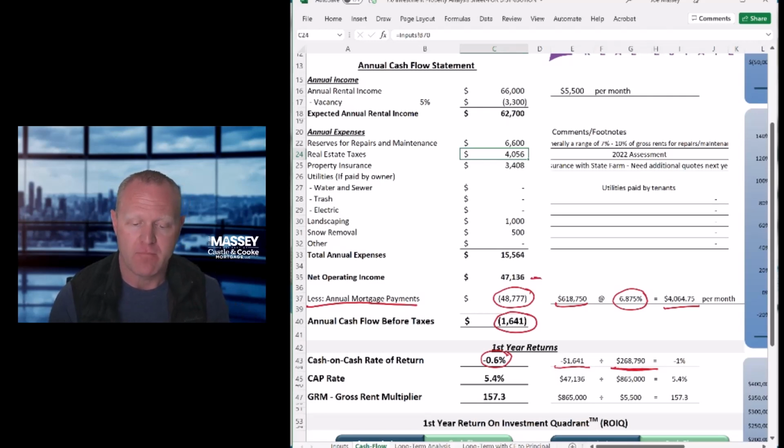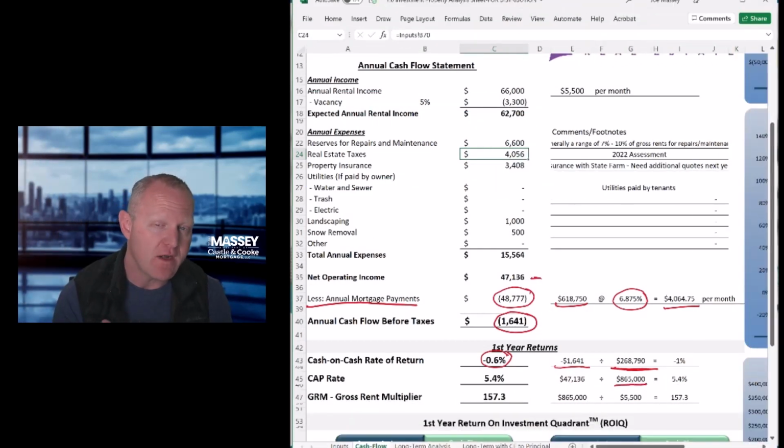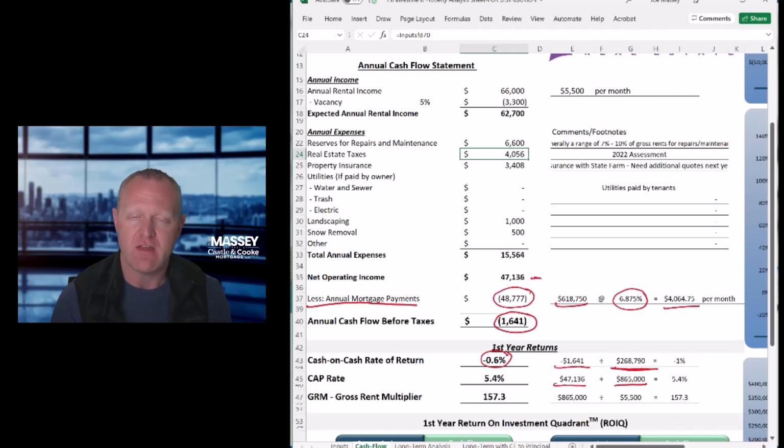Let's look at the cap rate. So cap rate is the way that you can compare across multiple asset classes. So we're looking at a purchase price of $825,000 plus the $40,000 of renovation. So total value of $865,000. Prior to the mortgage, the net operating income is $47,000. That gives us a 5.4% cap rate. Actually pretty good in the Denver market currently.